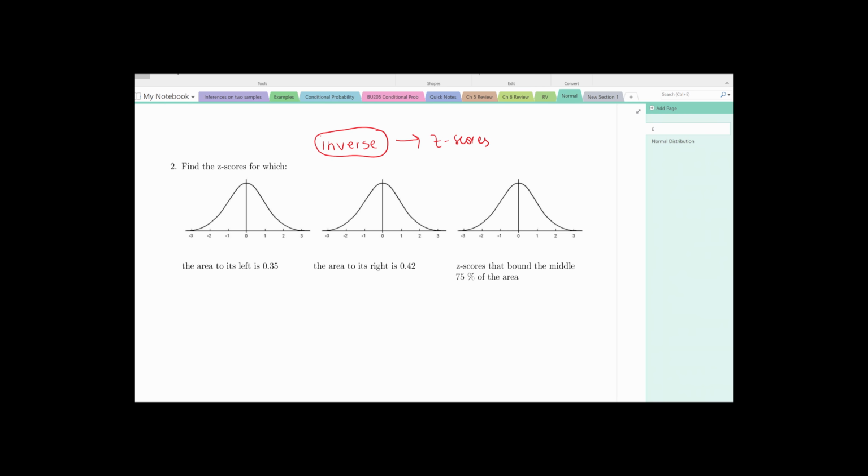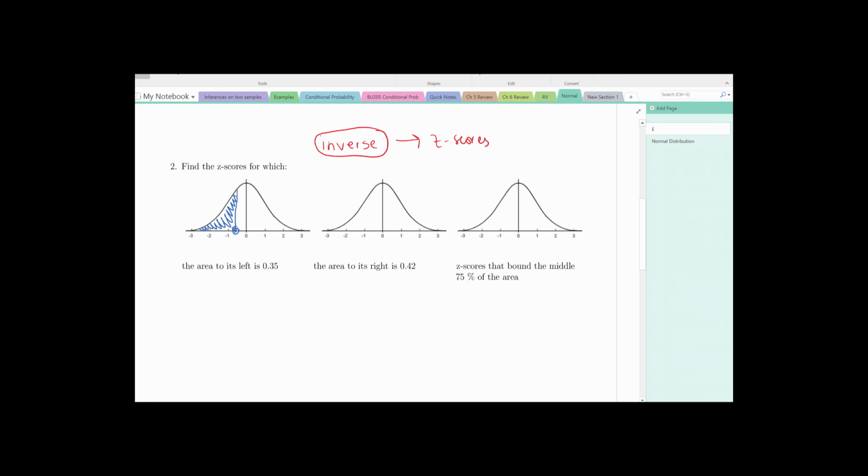Let's take a look at the first one. This one says, find the z-score for which the area to its left is 0.35. If the area to its left is 0.35, I'm going to just go ahead and make a guess. It's somewhere right here, because the area to the left of this score should be less than 1/2, right? Well, it might be even a little smaller, but okay. The picture itself is not important.